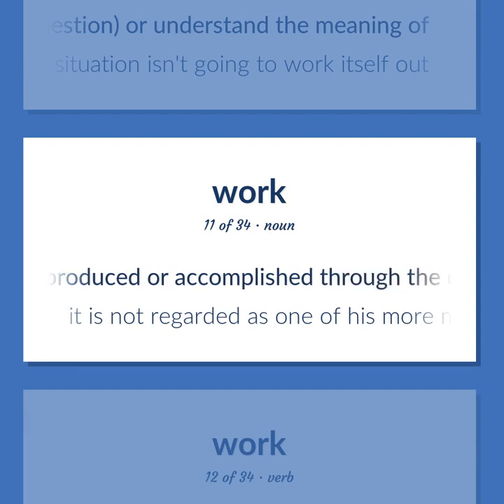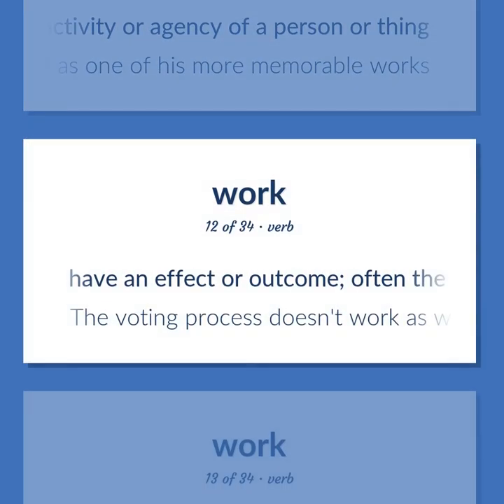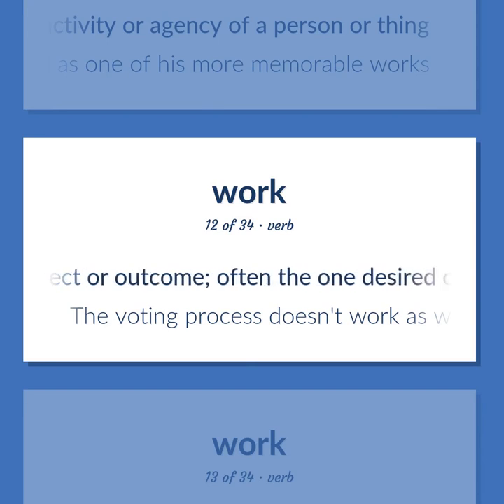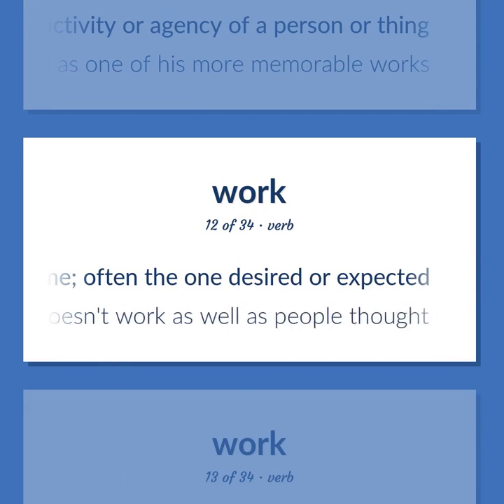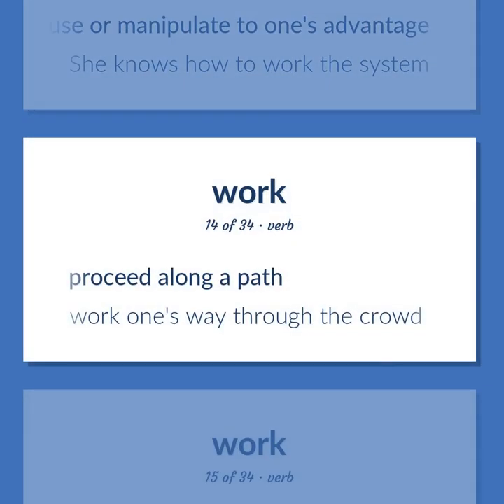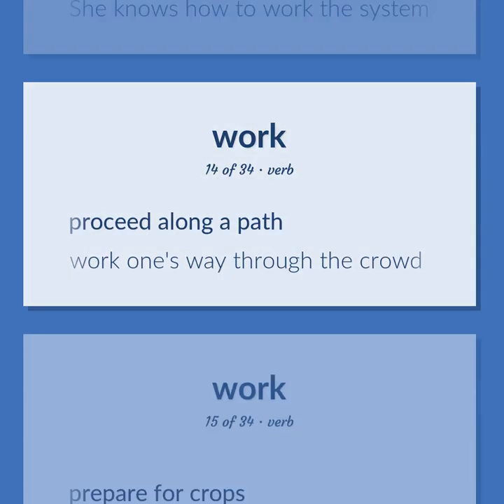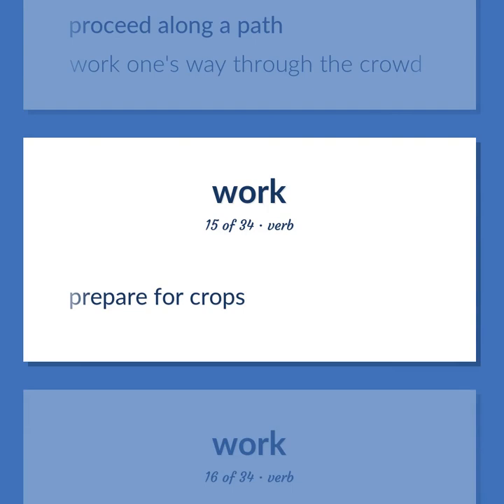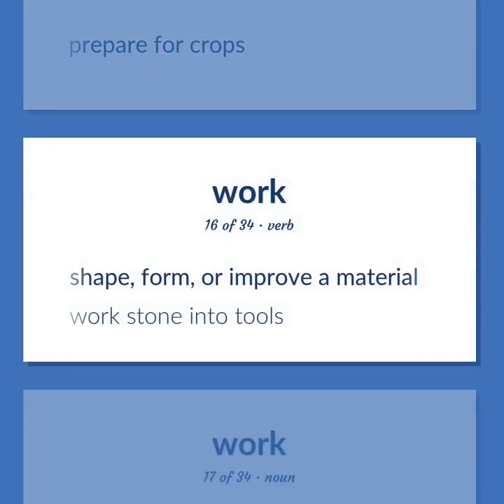A product produced or accomplished through the effort or activity or agency of a person or thing. It is not regarded as one of his more memorable works. Have an effect or outcome, often the one desired or expected. The voting process doesn't work as well as people thought. Use or manipulate to one's advantage. She knows how to work the system. Proceed along a path. Work one's way through the crowd. Prepare for crops. Shape, form, or improve a material. Work stone into tools.